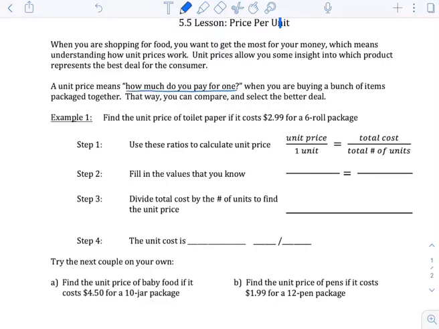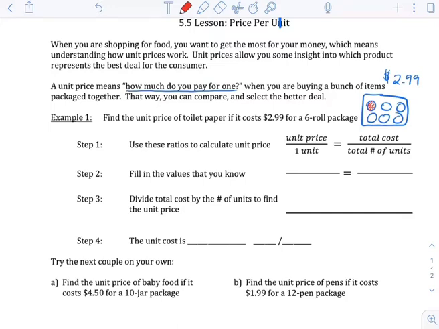Example 1, find the unit price of toilet paper if it costs $2.99 for a package of 6. So imagine we have 1, 2, 3, 4, 5, 6, and I know that all of these cost $2.99. That's great, but I'm interested in knowing what it costs for just one, because if I figure out the cost of just one, then I'll know the unit price, and I can compare that to other items. Maybe a package of toilet paper that has 12 rolls or 15, and you want to see which one's the best deal. So what we're going to do is fill in the values that we know.